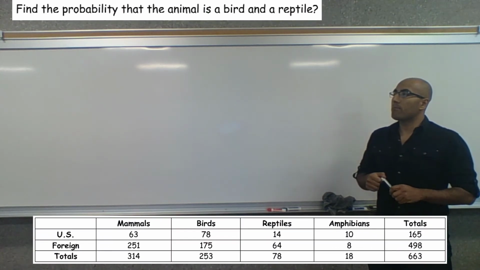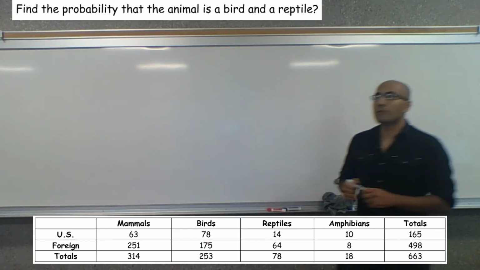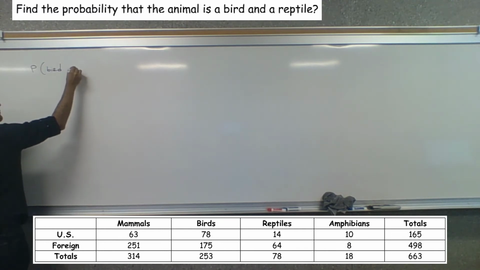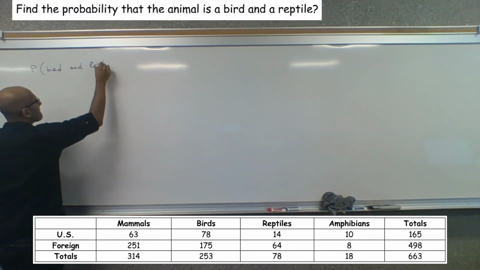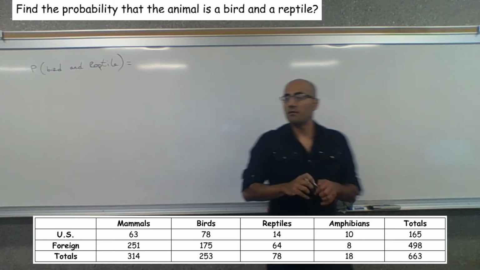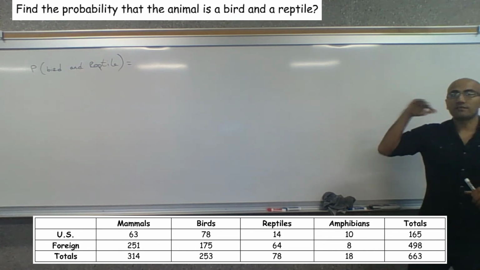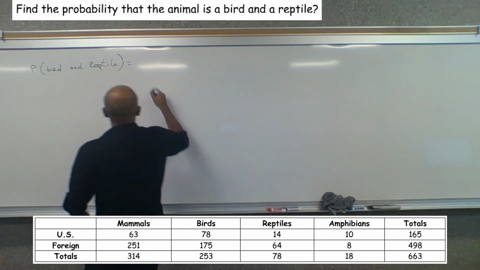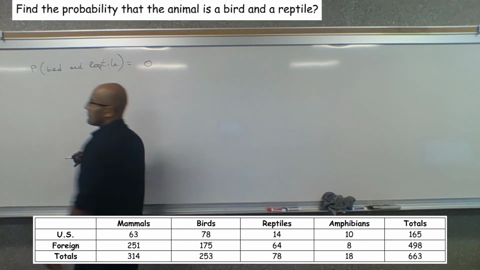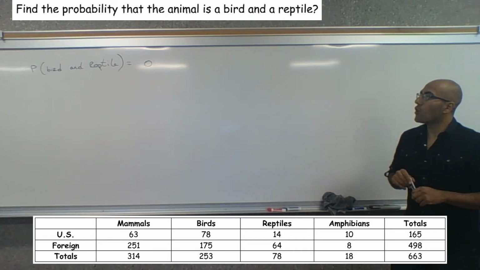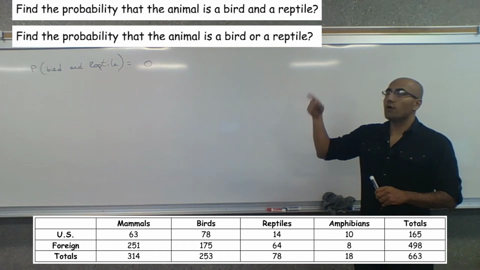Probability that it's a bird and a reptile. What's the probability that it's a bird and a reptile? Can that happen? No. Is it possible that one animal is a bird, but it's also a reptile? No. So this is just going to be 0, right? Can't happen, 0.